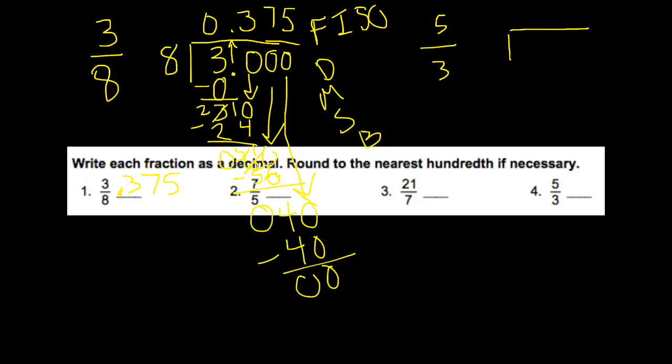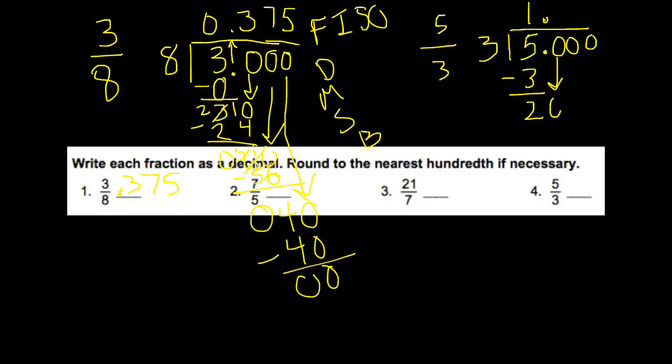So thinking about FISO, first number goes in, second number goes out. Before I start dividing, I'm going to put a decimal by the 5 and above the line, and then I'm going to add 3 zeros. So first one, can 3 go into 5? It goes in 1 time. 3 times 1 is 3. 5 minus 3 is 2.